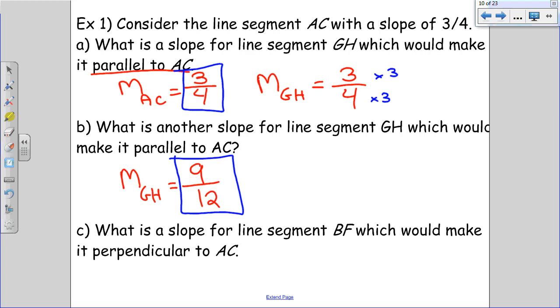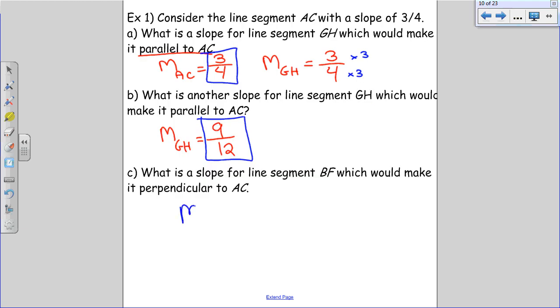C. What is the slope for line segment BF, which would make it perpendicular to AC? So you have slope BF, and you want it to be perpendicular. Perpendicular means negative reciprocal. So what's the negative reciprocal to AC? AC was 3 over 4. What do you think it should be?